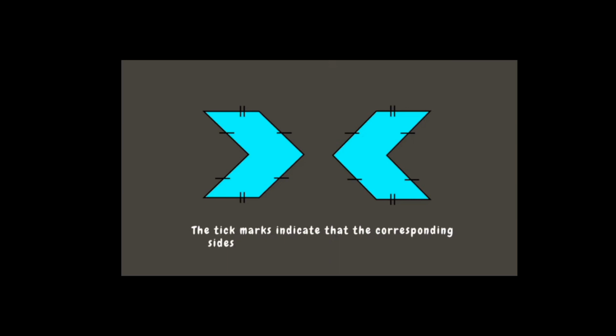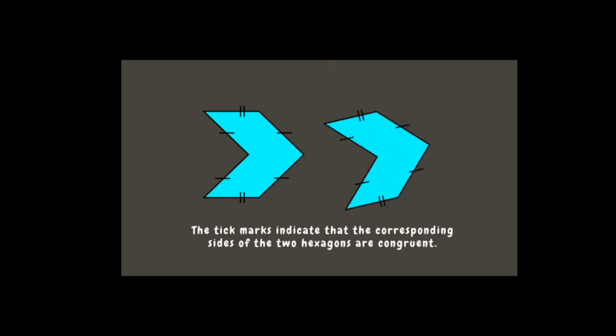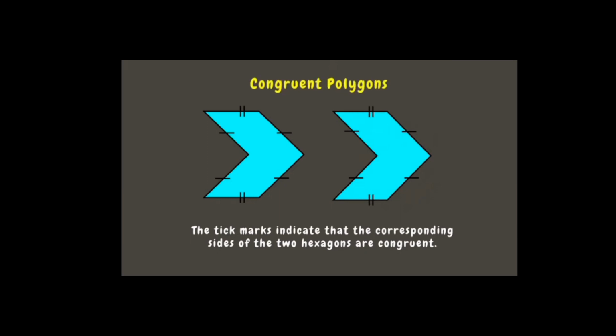Last one. What do you think? Are they congruent polygons or not? The tick marks indicate that the corresponding sides of the two hexagons shown are congruent, and we can see that they have the same shape and size. The other one is just a rotated or flipped version. Therefore, they are congruent polygons.